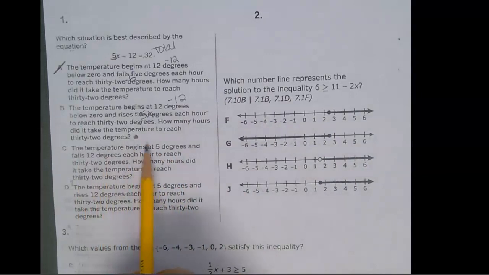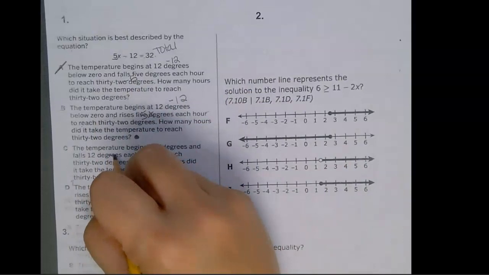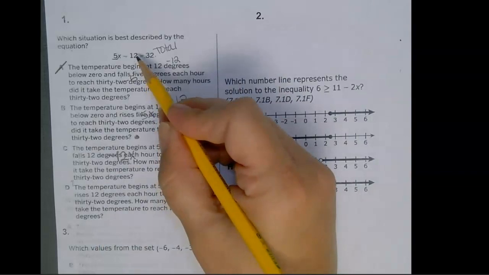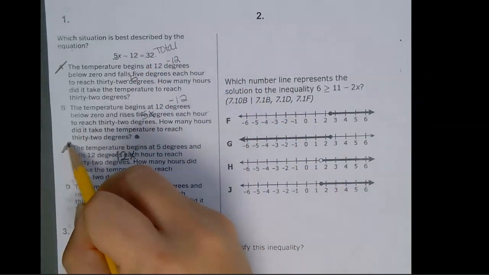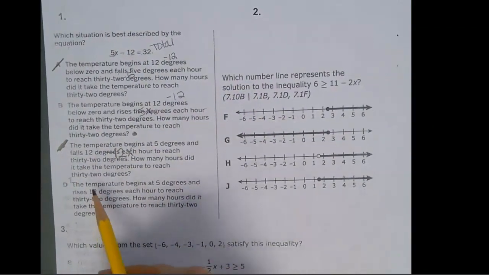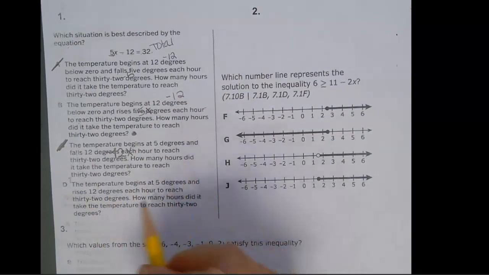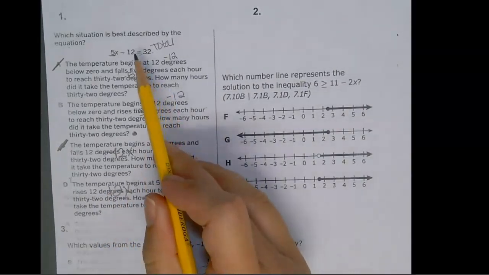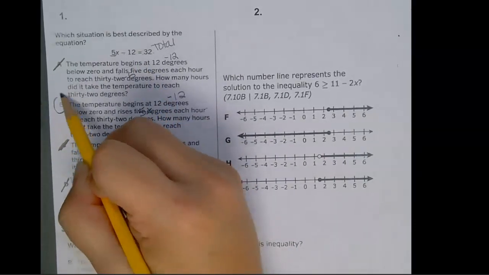The temperature begins at 5 degrees and falls 12 degrees each hour. So this would make it a negative 12x because it is happening each hour. In our equation, we don't have a variable next to our 12. This 12 isn't a coefficient, it's called a constant. So C is not our answer choice. For D, the temperature begins at 5 degrees and rises 12 degrees each hour. So this is going to be a positive 12x, but again, 12 is our constant in this situation and is not attached to a variable. So our answer choice is going to be B.